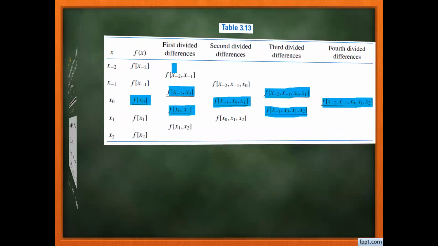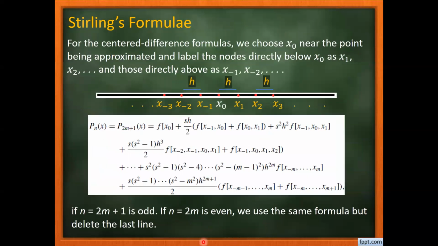Now, once we have the value of s, we have the values of h, and the values of the divided differences, we just need to plug those values in and simplify. Now, definitely, you need to calculate the value of m here. So substitute n equal to 2m plus 1 and calculate the value of m.